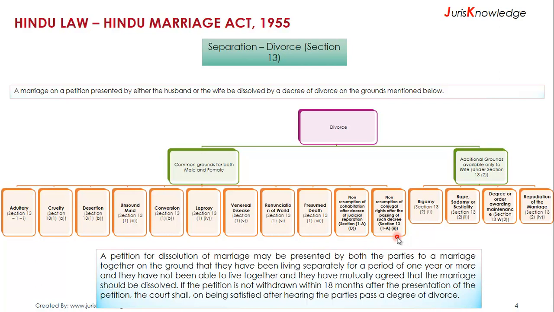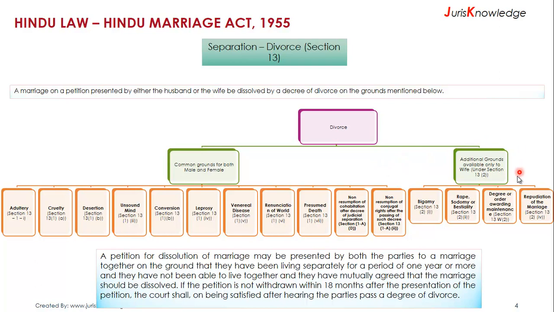Non-resumption of cohabitation under decree of judicial separation 1(a)(d), 1(a)(2). Failure in observing the restitution of conjugal rights for at least 2 years. So these are the common grounds for male and female both.